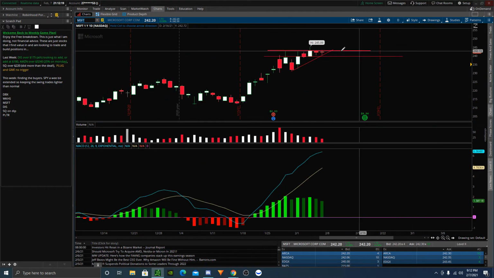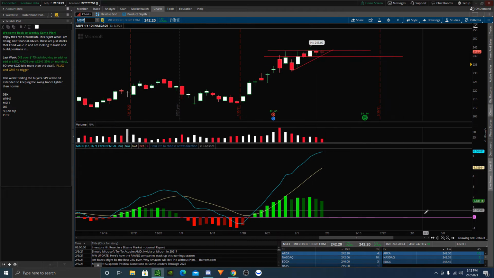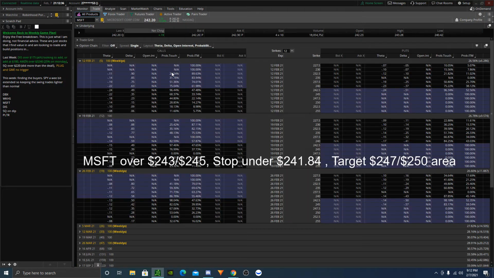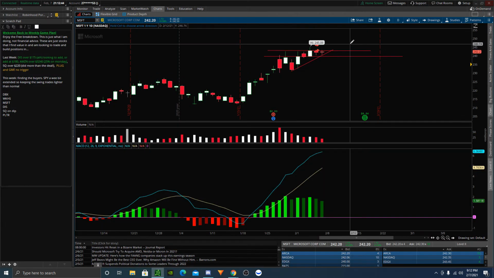Microsoft had a blowout earnings report, and they're looking really good. We're making a flat top resistance at the 243 level, maybe as high as 245. We're making higher lows into that flat top resistance. I'm looking to go Microsoft over 243 and add to that position over 245. Targeting about the 247 area, if we check the option chain, there's around a 44% chance that we go as high as 247.50. So that'll kind of be my target area. Otherwise, a stretch target would be about $250 a share on Microsoft.